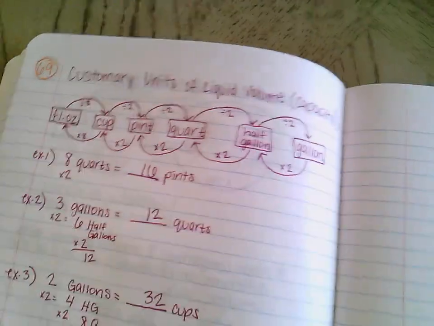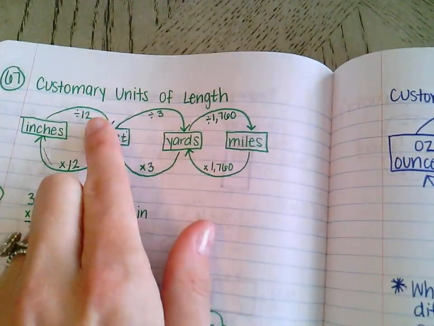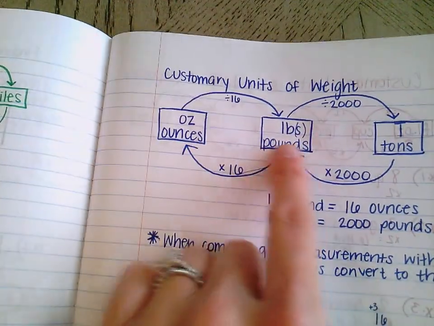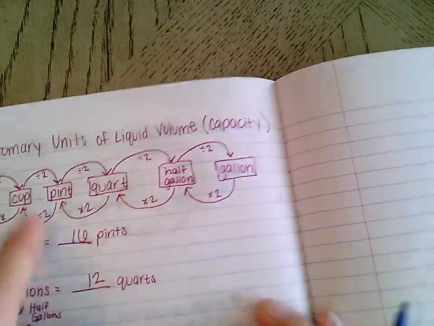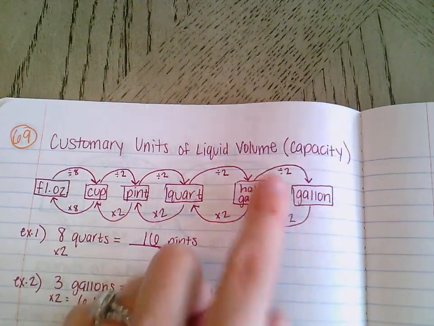And today we're going over the metric system and more specifically the metric units of length. So far in our journal we have gone over customary units of length, customary units of weight, and customary units of liquid volume or capacity. So instead of customary units today, we are doing metric units.